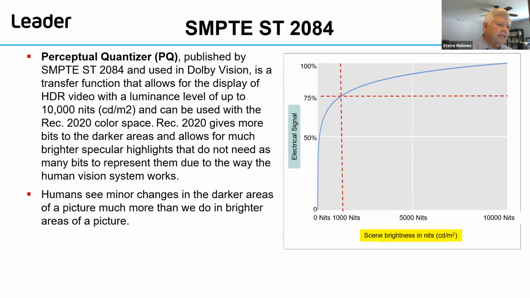But the one thing that the perceptual quantizer does give us, if you notice, the curve is much straighter down near the bottom. So there's actually more detail in the blacks in the PQ curve than there is in a standard gamma curve.